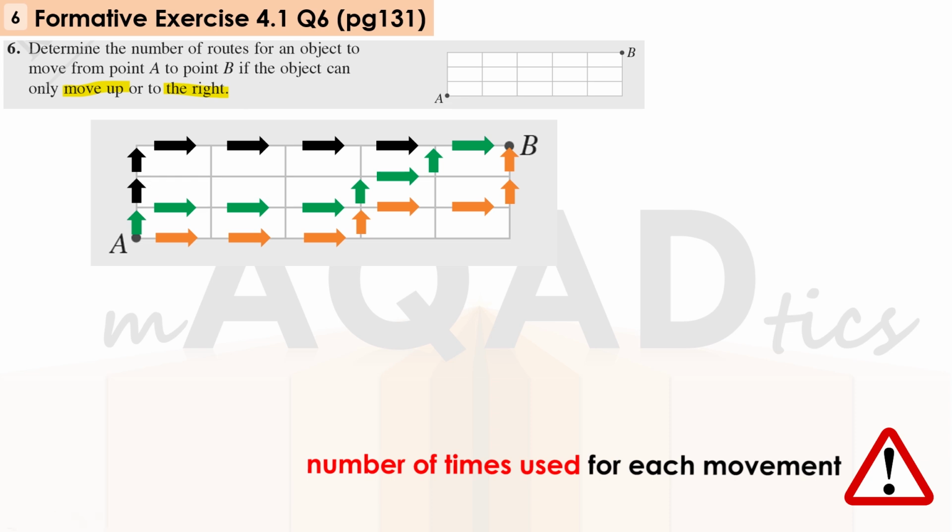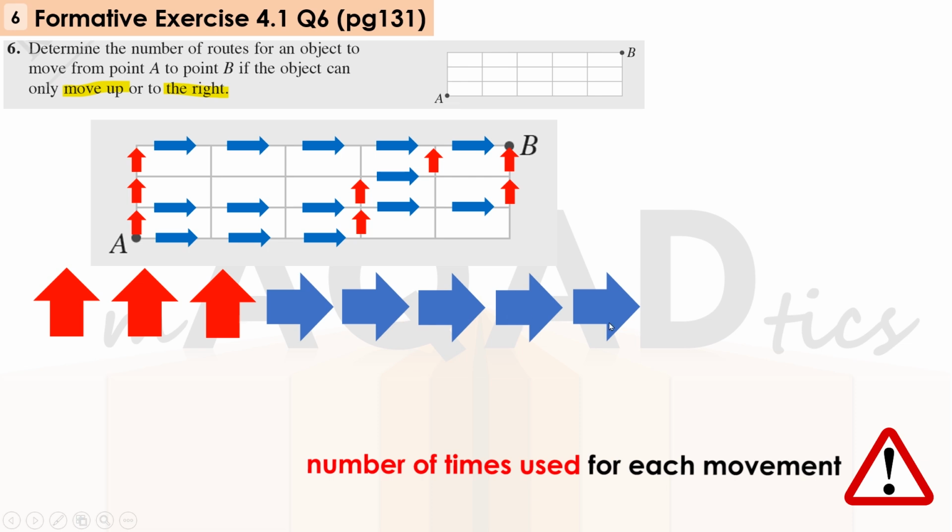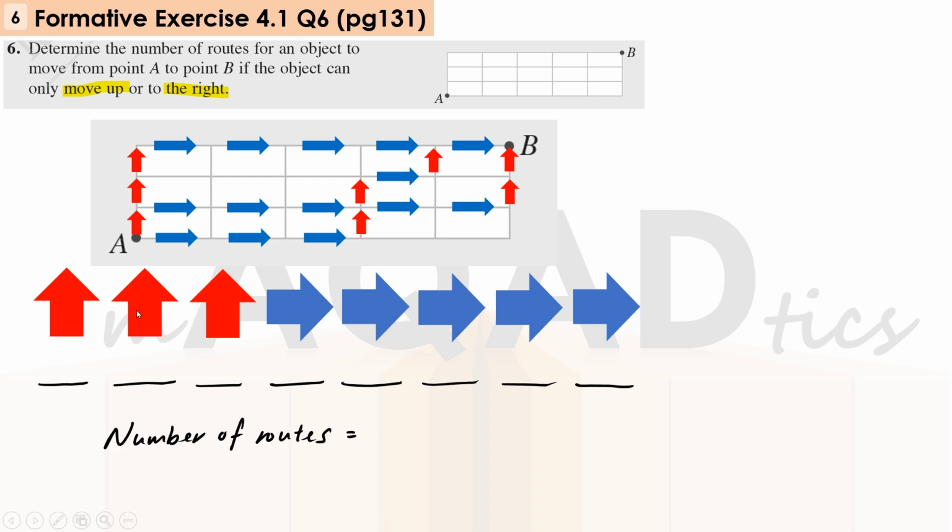So to find the number of ways, we need to arrange the 3 movements which are going upwards, and the 5 movements which are going to the right into these 8 blank spaces. And to find the total number of ways, we need to arrange all of these movements into these 8 blank spaces, so 8 factorial.